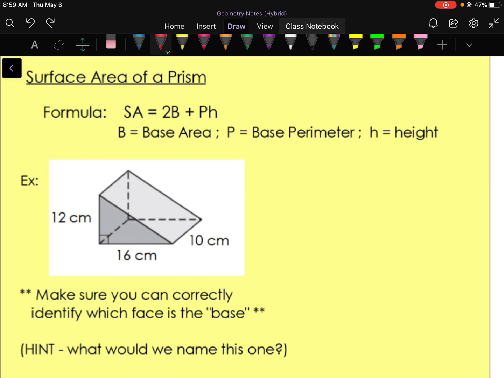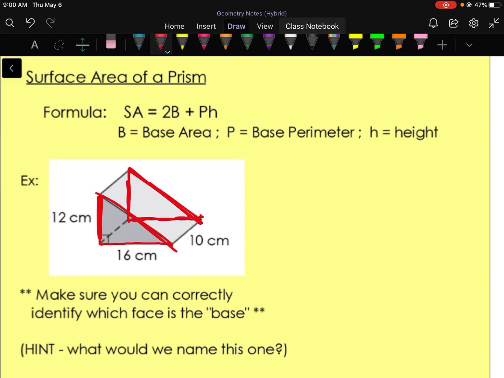So another one here, the area of this prism. You can see it right below the shape there, below the figure. It says make sure you can correctly identify which is the base. So you're looking for the parallel sides. Right here, this is parallel to that. So those would be our bases. It's like a prism that got turned on its side. That's fine. We can still find that.